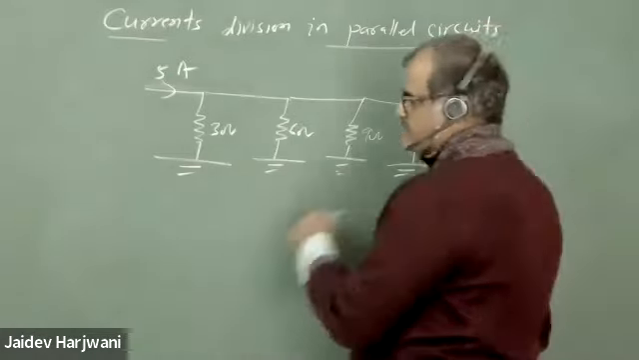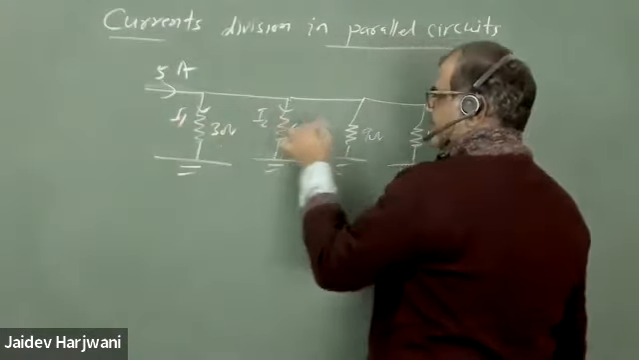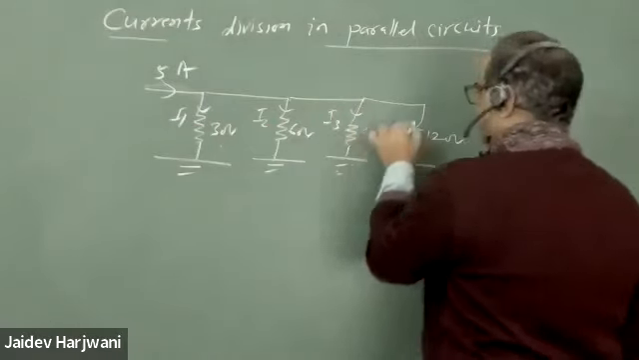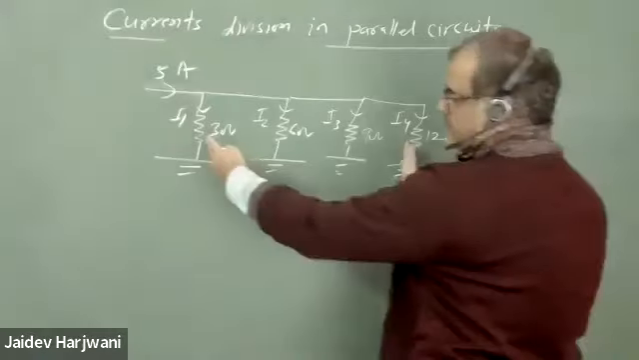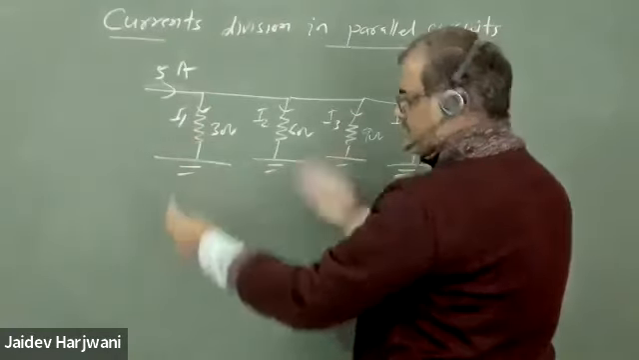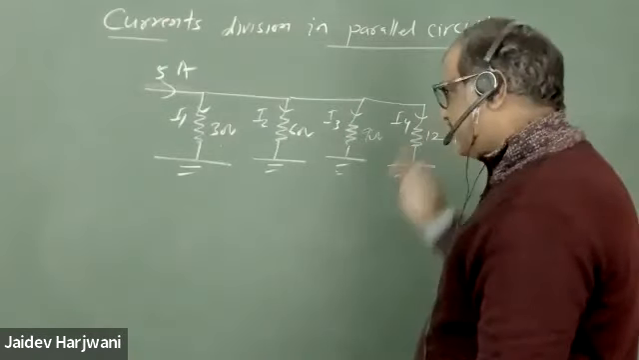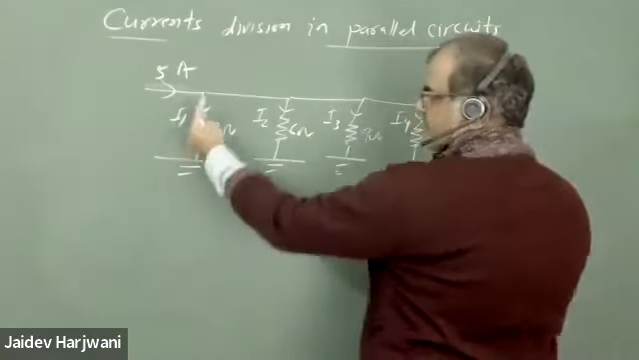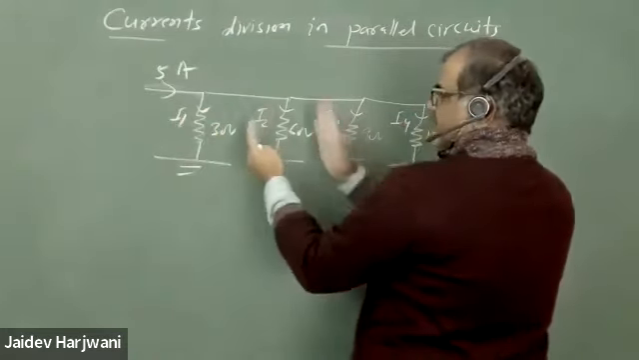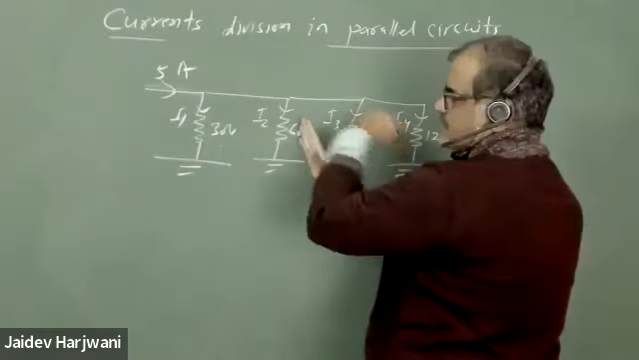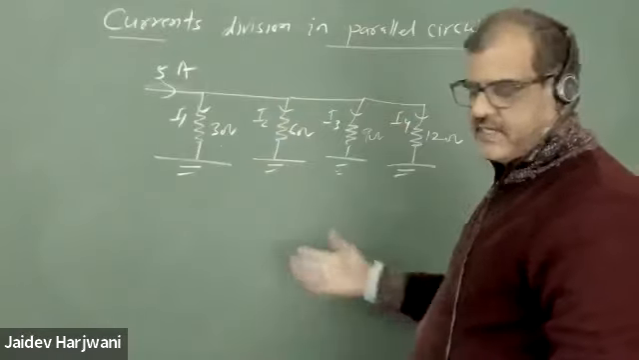If you have more resistances, say this is your I1, this is I2, this is I3, and this is I4. Either you convert these into two resistors and do it one by one, or the other way is you take this resistance and the equivalent of this one, then you can find the current here. Then you take this resistance and the equivalent of these three resistances, and you can apply the two resistor formula here, but that is not necessary.